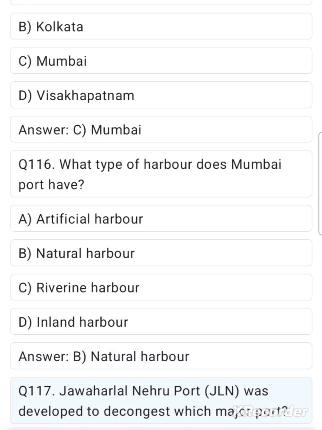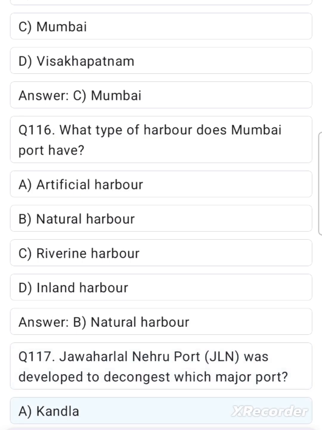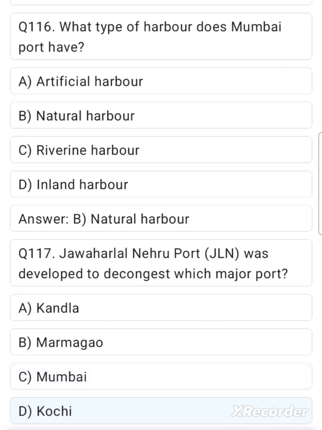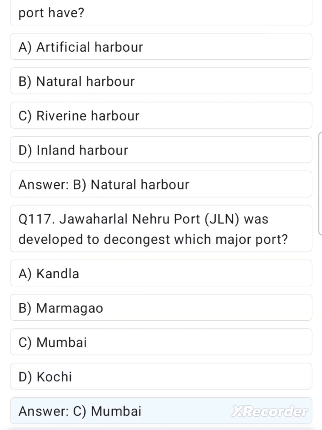Q117. Jawaharlal Nehru Port, JLN, was developed to decongest which major port? A. Kandla. B. Marmagao. C. Mumbai. D. Kochi. Answer C. Mumbai.